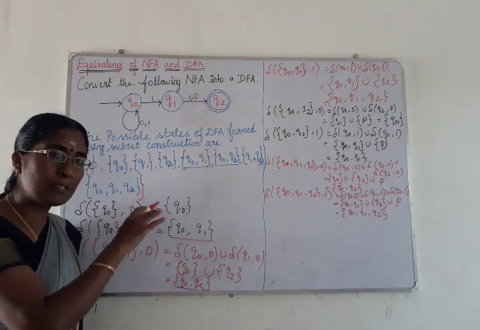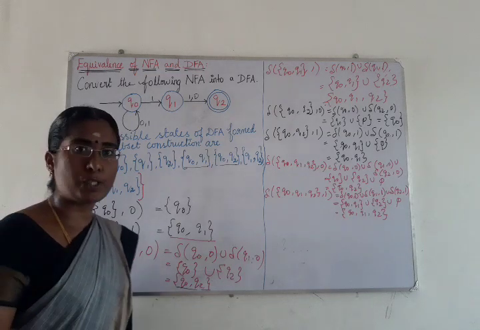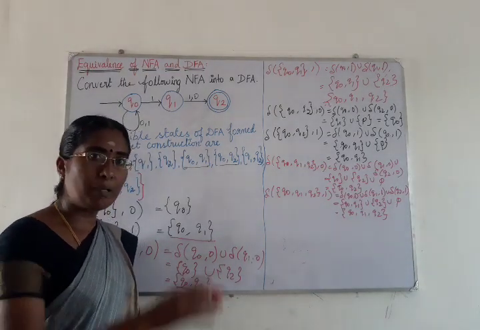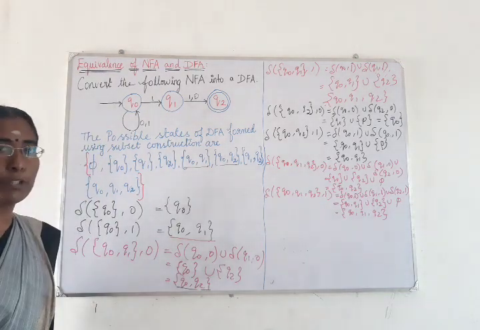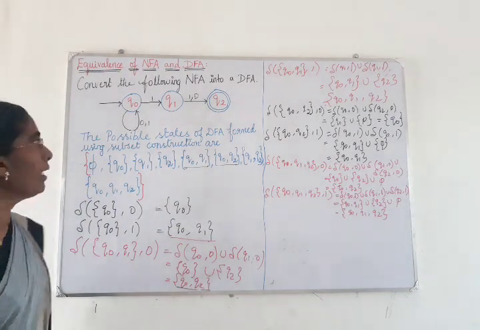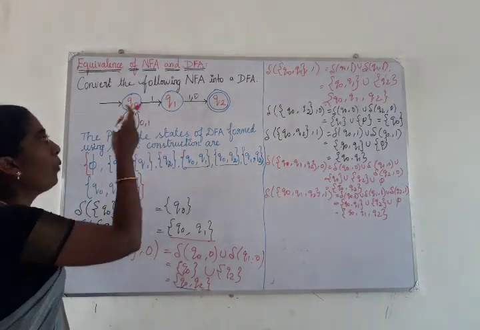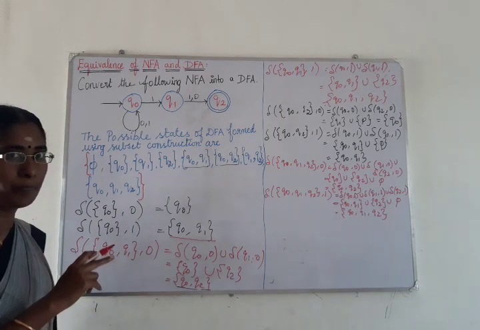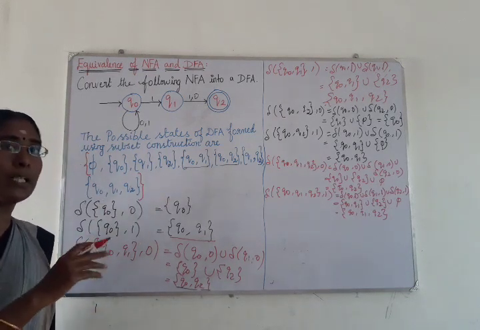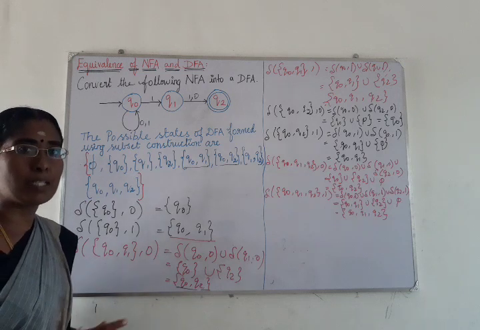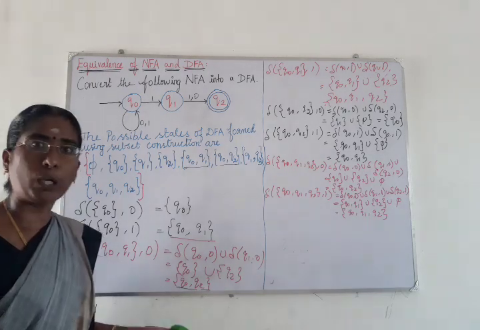Among these 8 possible states, only the states reachable from the start state are considered for the construction of the DFA. Here our start state is Q0. This is an NFA that accepts strings which have 1 in the second last position. Now we have to construct an equivalent DFA accepting the same set of strings, that is, 1 in the second last position over the alphabet 0, 1.